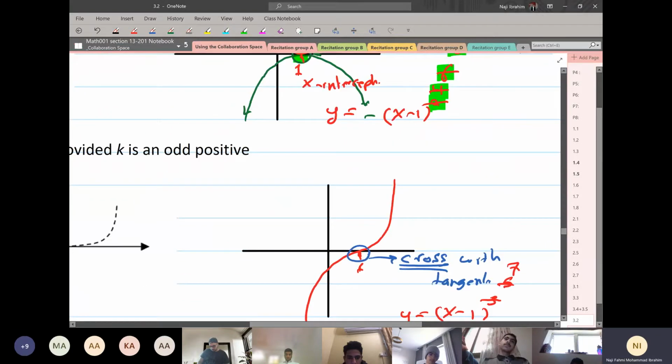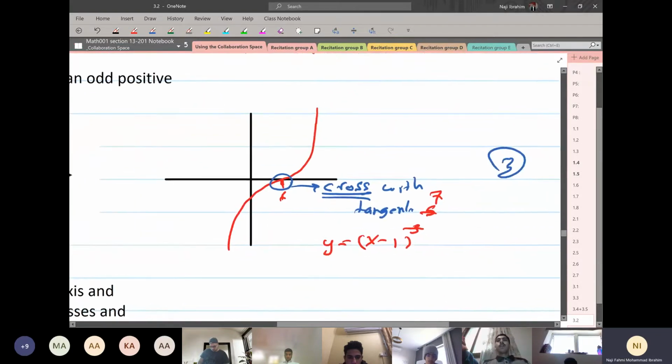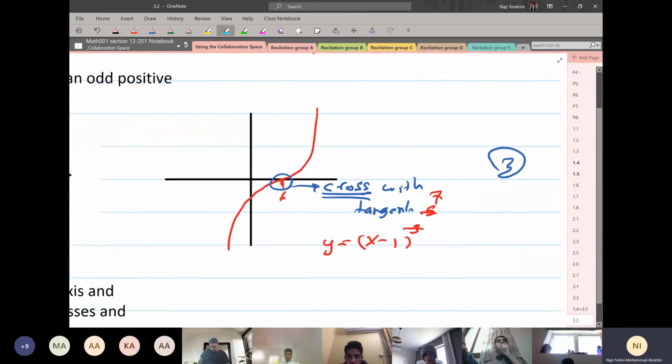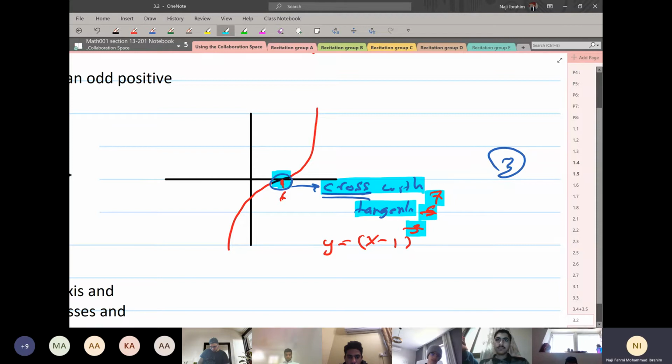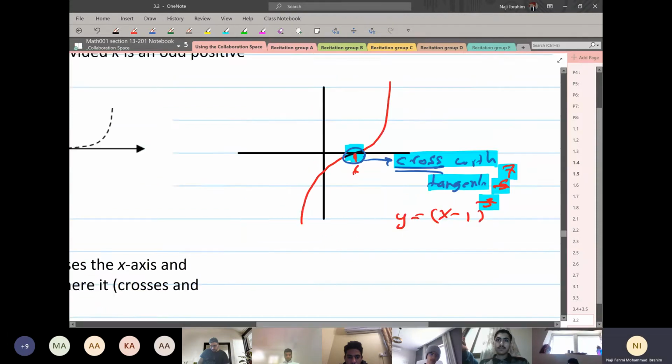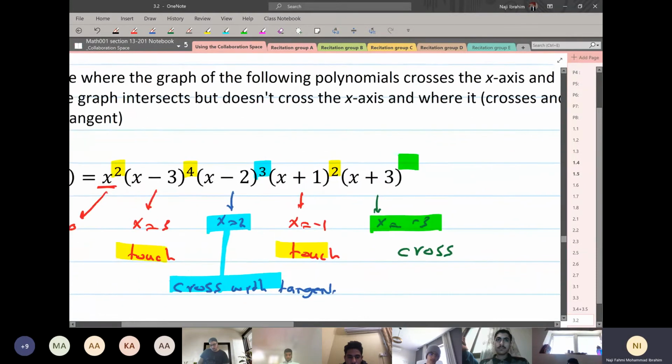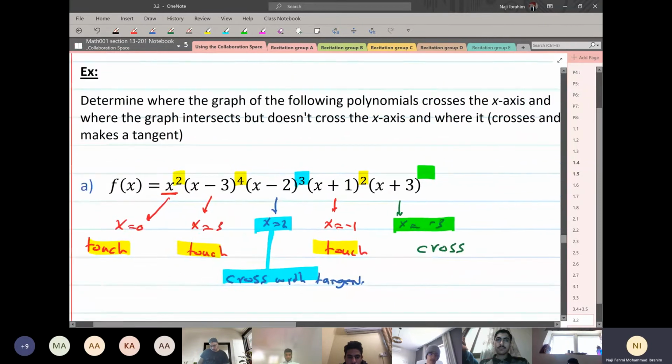And if the power is odd, more than 1, like 3, 5, or 7, how will the curve behave around the zero? It will make a cross with tangent. What does it mean, cross with tangent? It will cross and it will make a wiggle. And I think this was the last example that we did last time to study the behavior of the polynomial around the zeros.